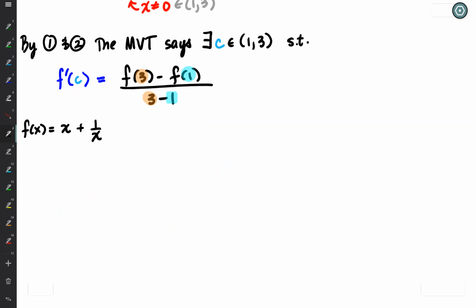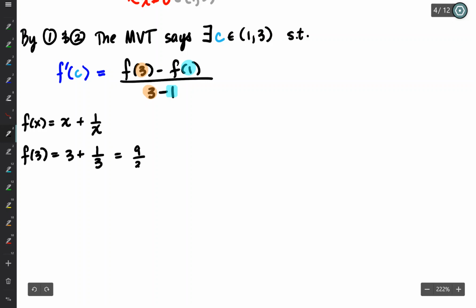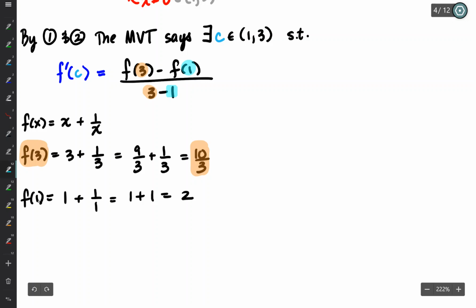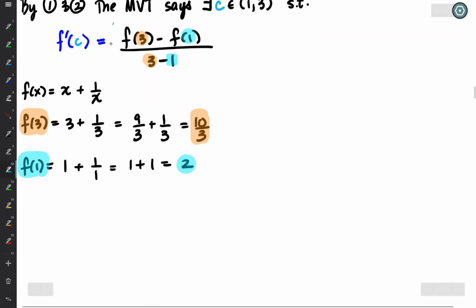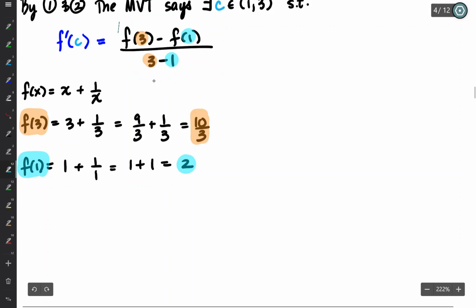All right, so I just rewrote the function just for ease on the scrolling. f of 3 is 3 plus 1 over 3. 3 is 9/3 plus 1/3 is 10/3. And f of 1 is 1 plus 1 over 1, which is 1 plus 1, which is 2. So let's go ahead and calculate this average rate of change, calculate the slope of that secant line.